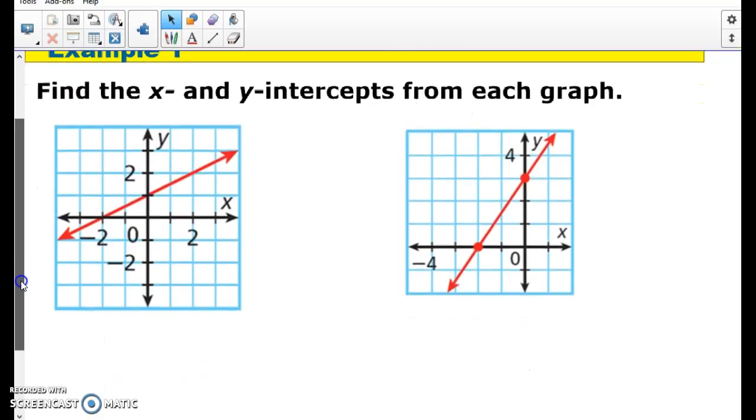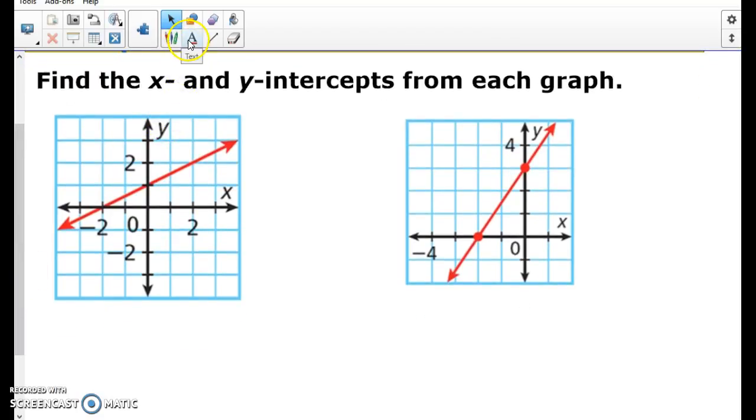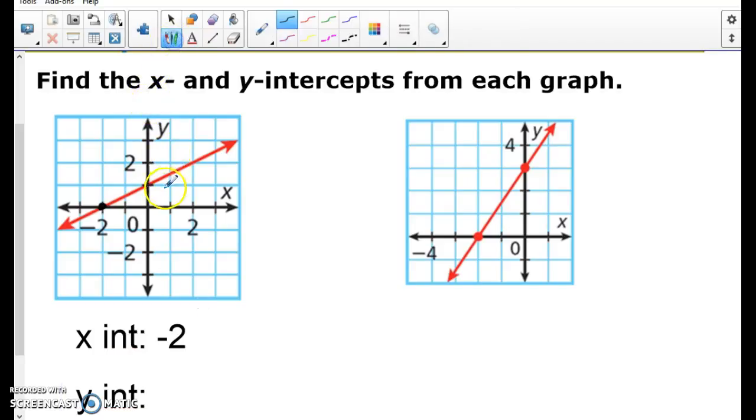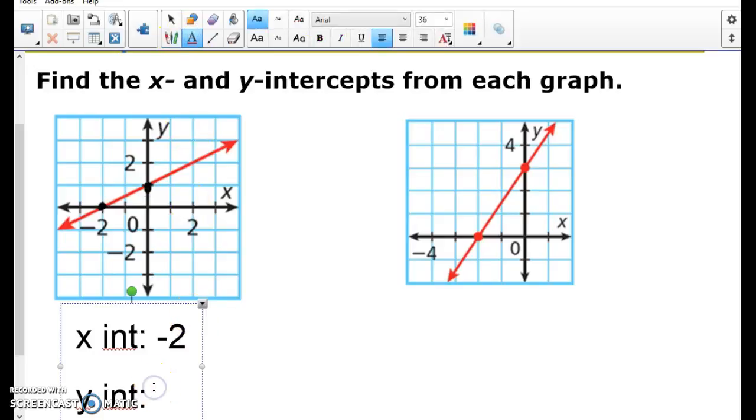So for a problem like this, we're going to have two answers. So for one answer, we want to say what the x-intercept is. And so we can kind of see the x-intercept for this one is -2. So we would just write x int -2. And then we can see our y-intercept for this problem is up here. So it's at +1. So our y-intercept is 1. Okay. This is basically all we need to graph.